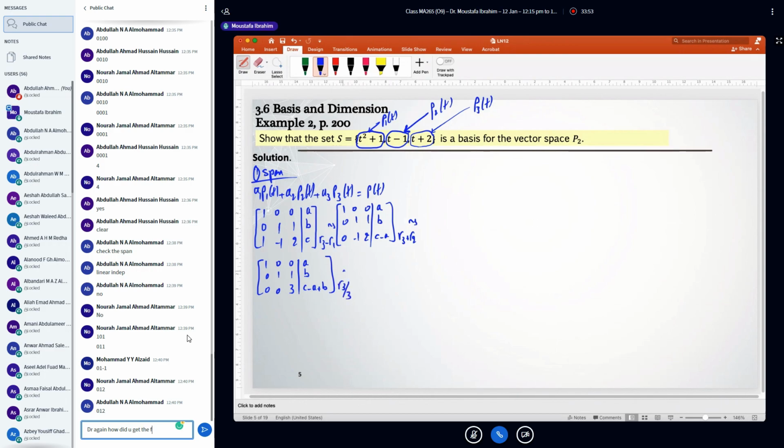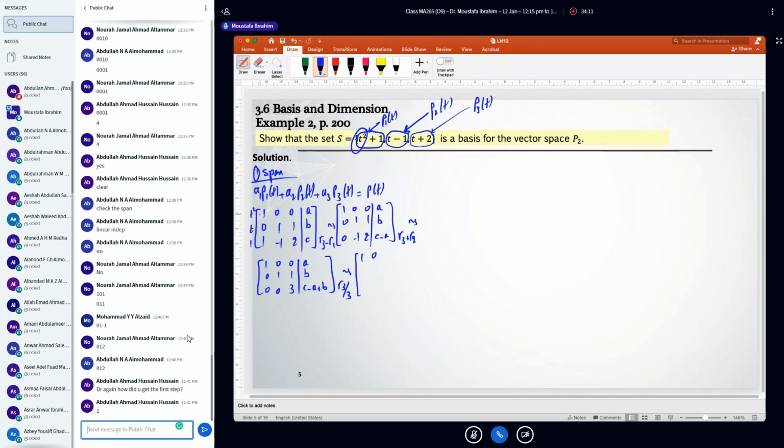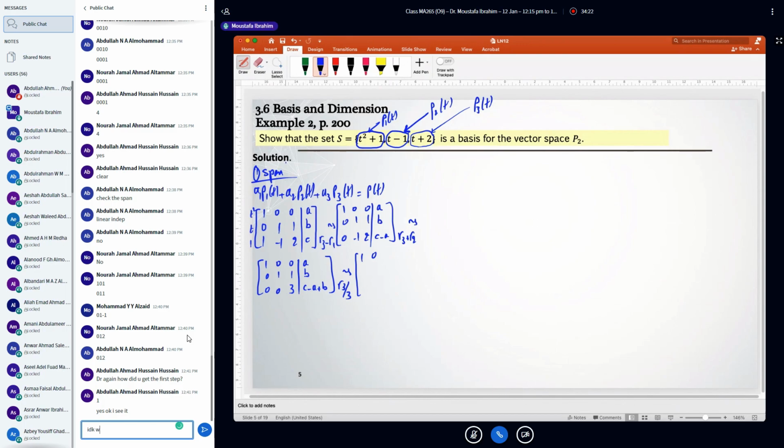Yes, Abdullah, here P1 of t. You take t squared as we did before, t and number. How many t squared do we have for P1? Look, 1 t squared. So you put 1 t squared plus 0 t plus 1. Okay? Clear? Okay. 1, 0, 0, A.